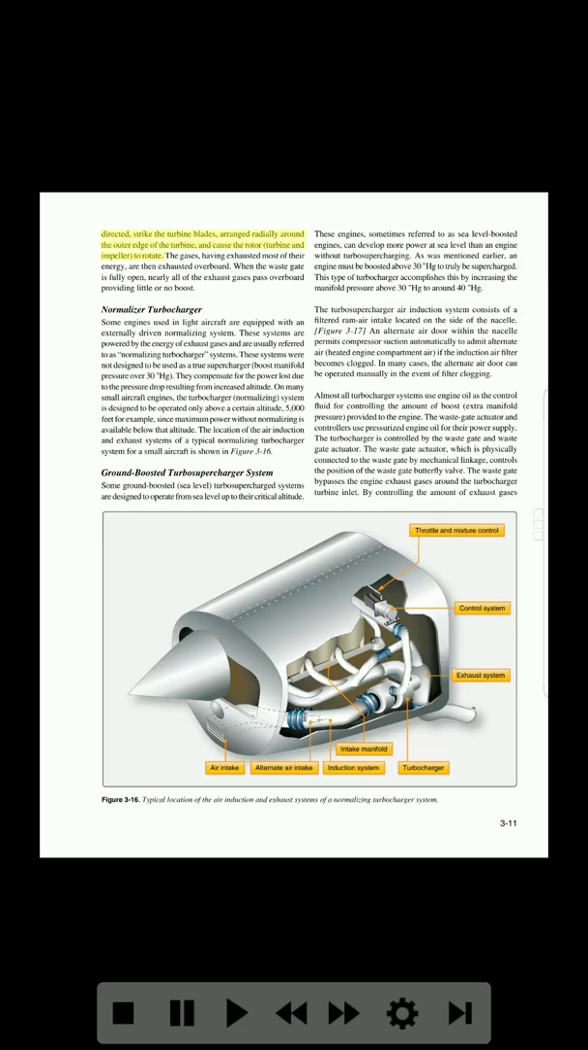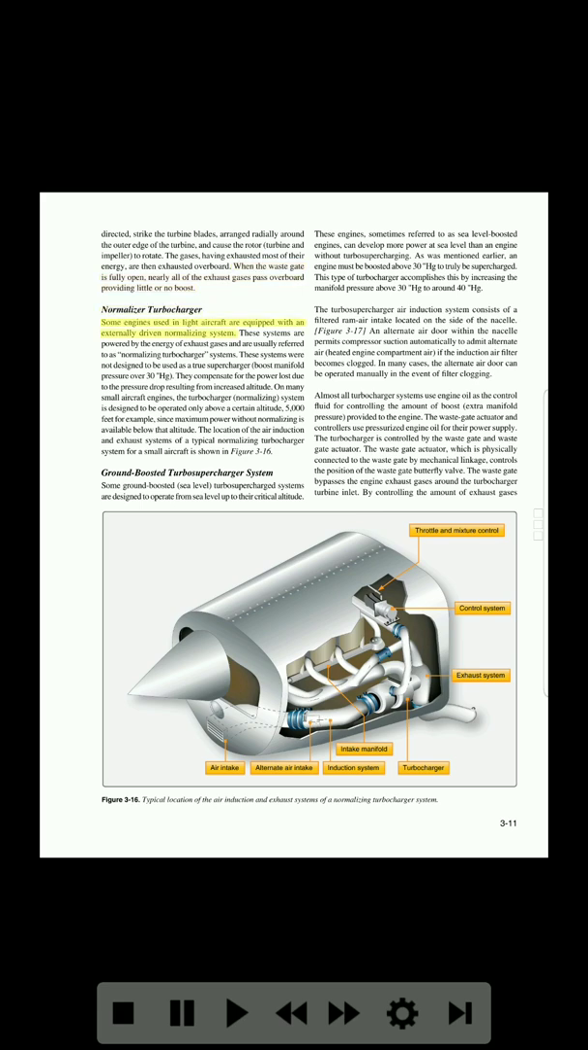Directed, the gases strike the turbine blades arranged radially around the outer edge of the turbine, and cause the rotor, turbine and impeller to rotate. The gases, having exhausted most of their energy, are then exhausted overboard. When the wastegate is fully open, nearly all of the exhaust gases pass overboard, providing little or no boost.